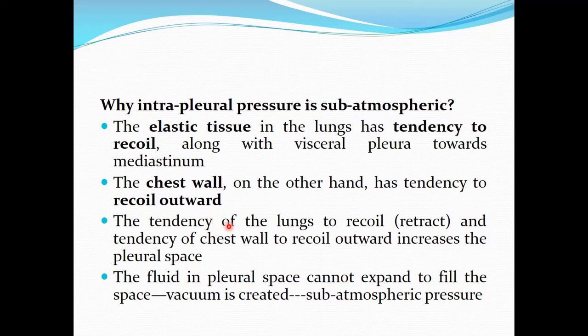Now, this tendency of the lungs to recoil or retract and the tendency of the chest wall to recoil outward increases the pleural space. The fluid which is present in the pleural space cannot expand to fill the space, so a vacuum is created. This vacuum causes the intrapleural pressure to become subatmospheric.